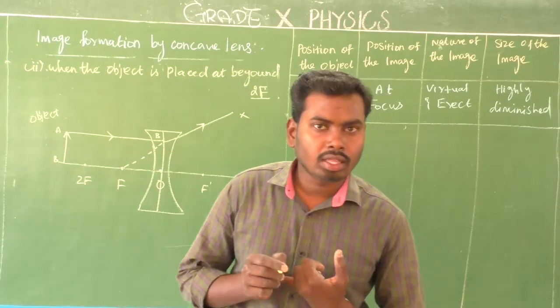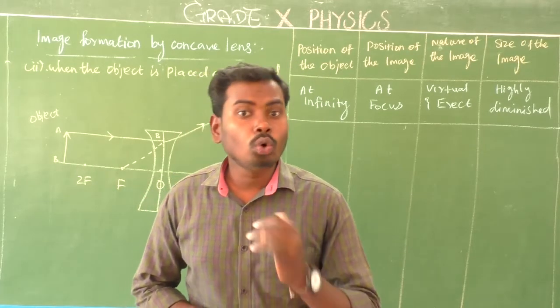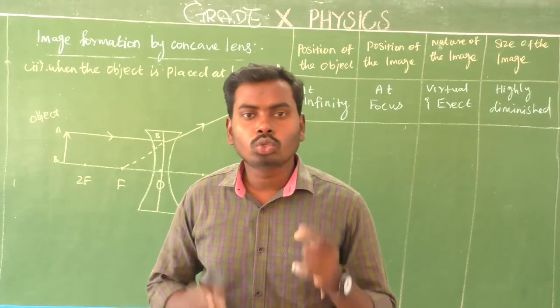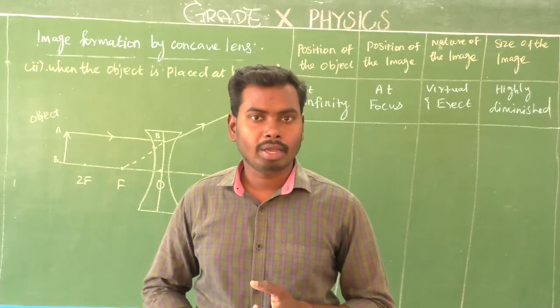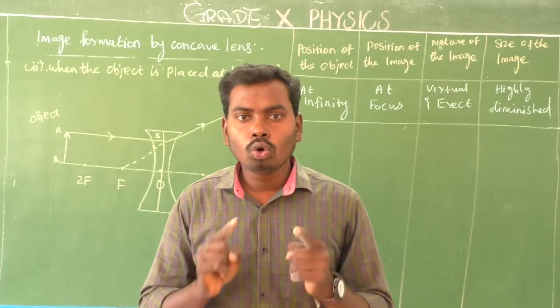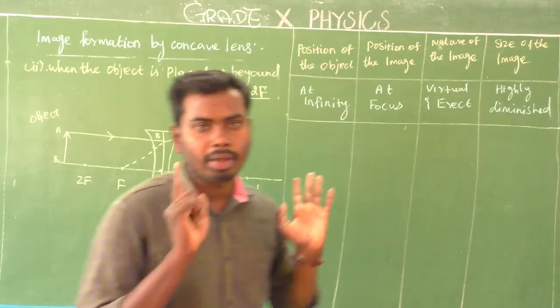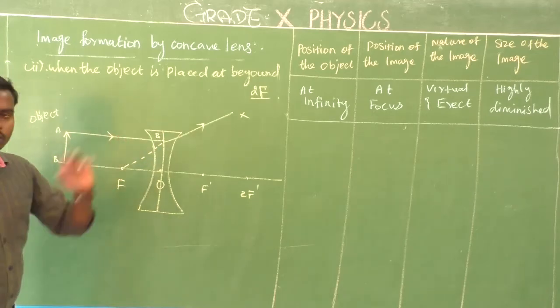Okay, there are 3 rules for obtaining images formed by concave lens. If any two rules are obeyed, there will be image formation. So to form an image, two rules should be obeyed. Is it clear? Yes. So this is the first rule completed.